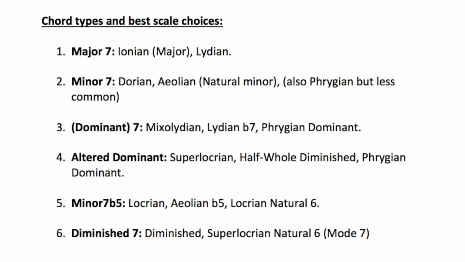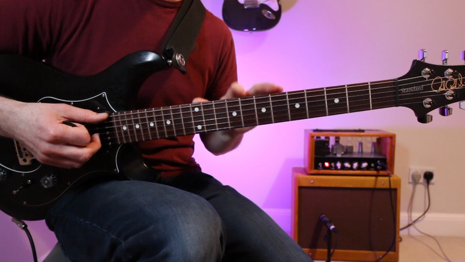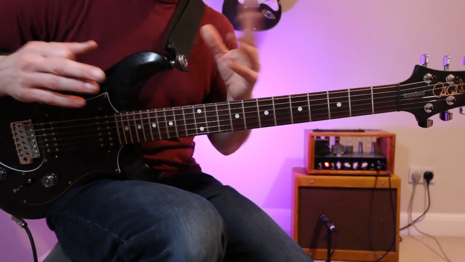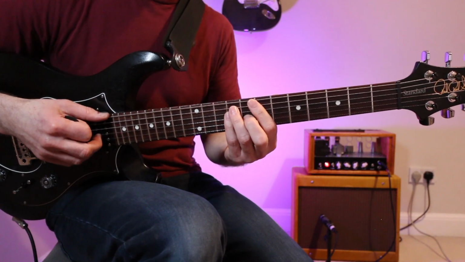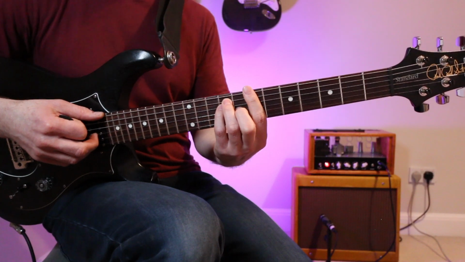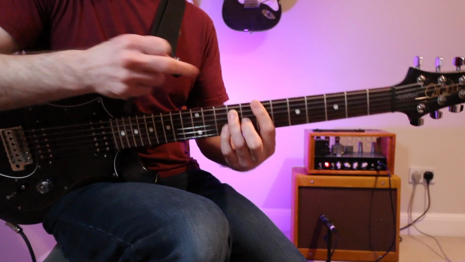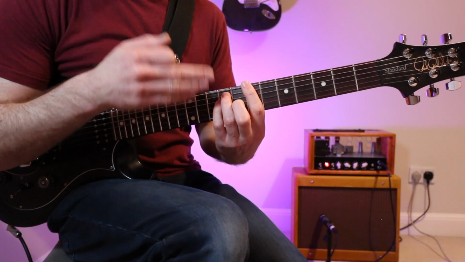Overall, to dominant chords, we can use Superlocrian, the half-whole diminished scale, and Phrygian dominant. Now, Superlocrian is kind of my go-to over an altered dominant. It's great because it contains the alterations that we have in altered dominant chords. I've done videos all about this, but if you're not familiar, an altered dominant chord is simply where you take a dominant 7 chord, like say a B7 here, and you alter the 5th or the 9th.